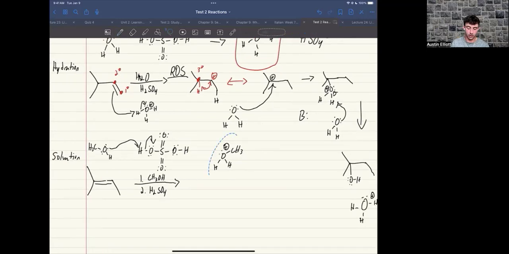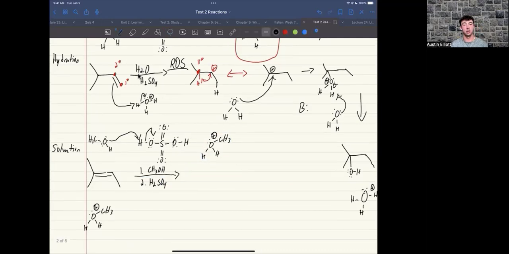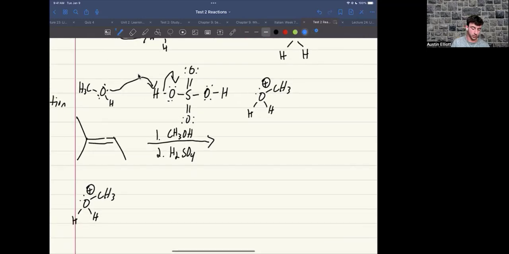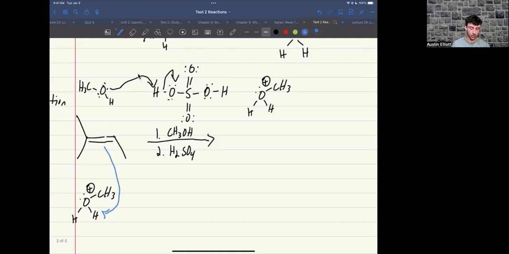And then if we go down here, you can use that to start the mechanism. And this one works the exact same way as hydration above. So I'll do this one in blue. So it's going to attack the hydrogen. It's not going to attack the methyl group. That's a lot more to work with. And it wants to go for the smaller, easier attackable group in this case. So it takes that group.